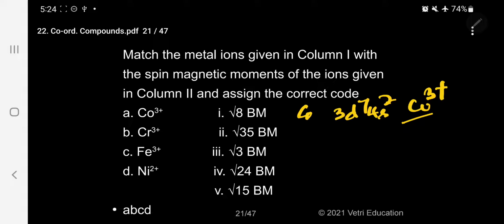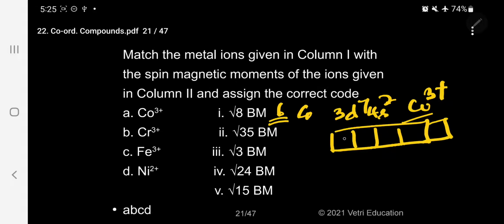In cobalt 3 plus, what is happening? There will be 3d6, that is, 6 electrons are there. So how many unpaired electrons? How do you have to think? There are 6 electrons: 1, 2, 3, 4, 5 and again 6. So there are 4 unpaired electrons present in this case.